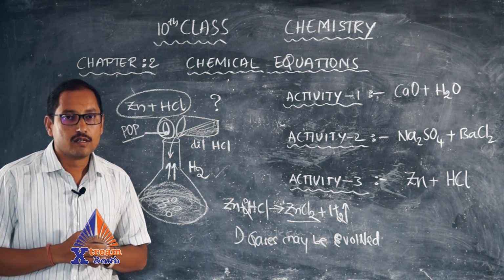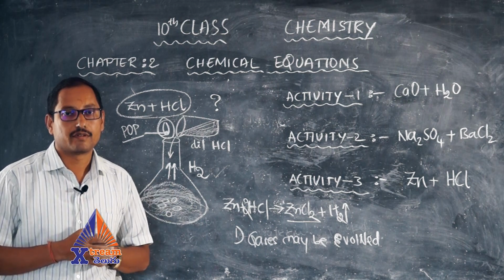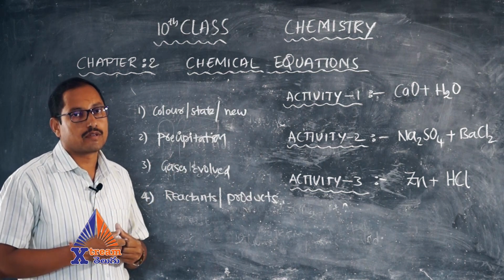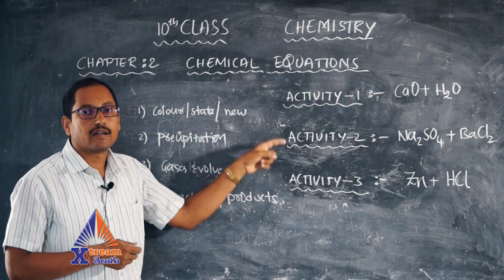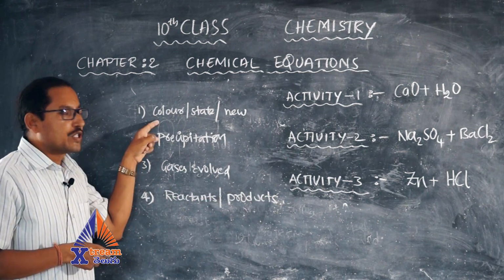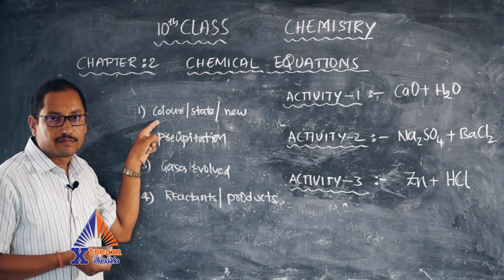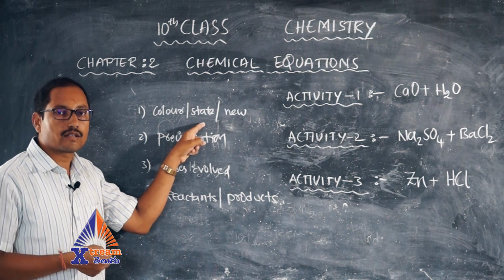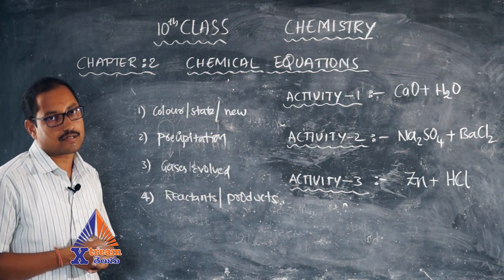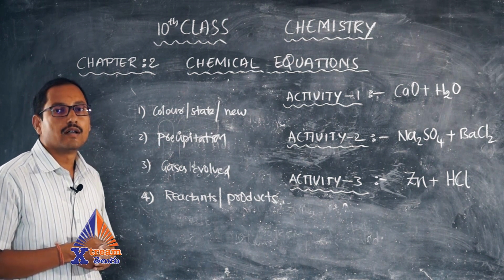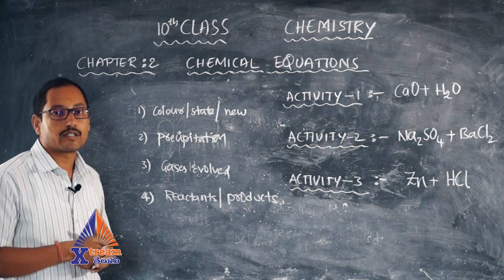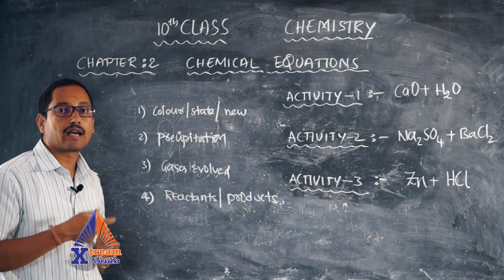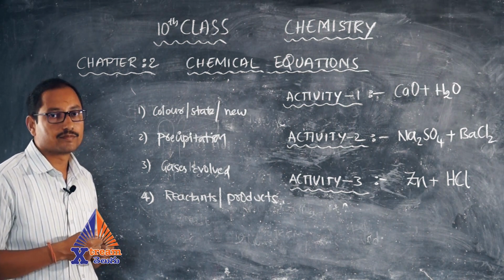Now, let us try to have the conclusions put together. Let us see the overall conclusion that can be drawn from activity 1, activity 2 and activity 3 together. First one is, during chemical reactions, there may be a change in color or a change in state to form new chemical substances. Second one is, there may be formation of a precipitate. Third one is, there may be formation of a gas. A gas may be evolved.